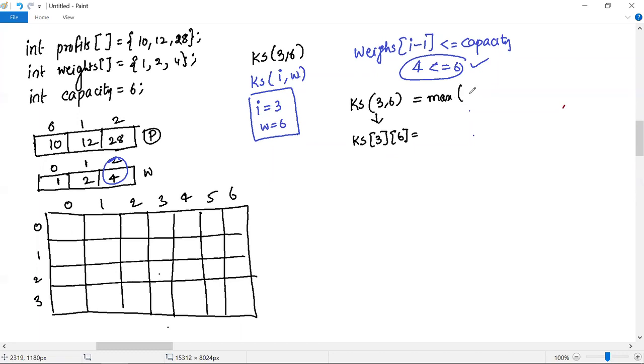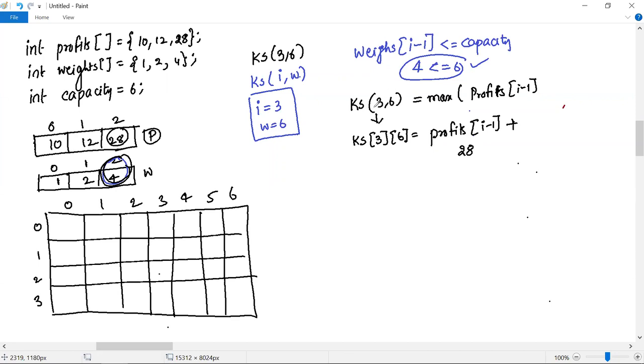Profit of the third object, right? Yes, I took the profit of the third object. The third object's index is represented using 2. Profits of i minus 1, right? What is this one I'm taking? Profits of i minus 1. What is profits of i minus 1? 28. Plus, what should I do?